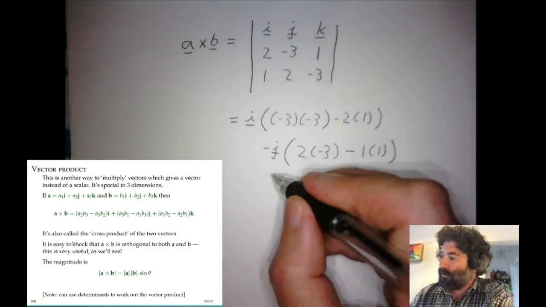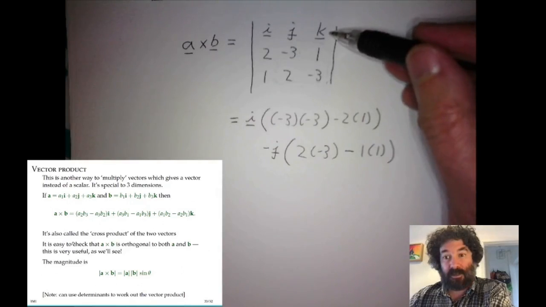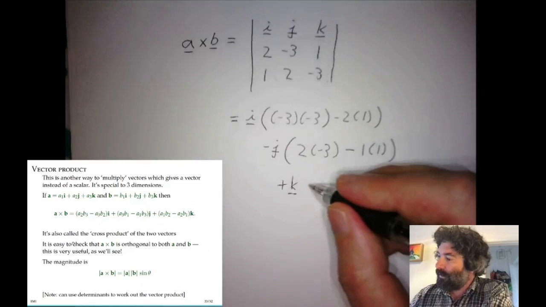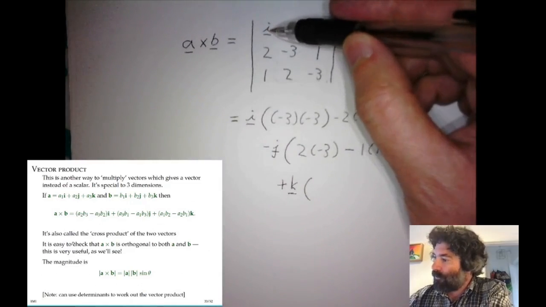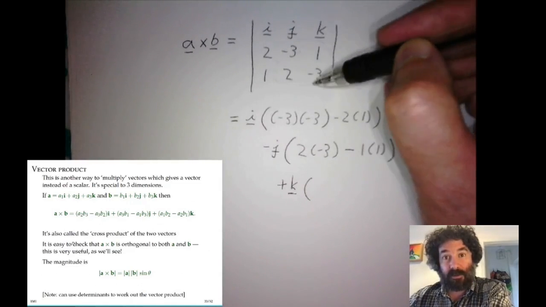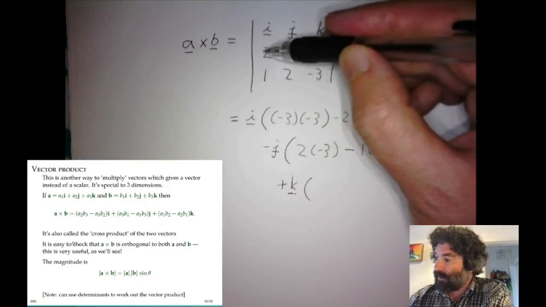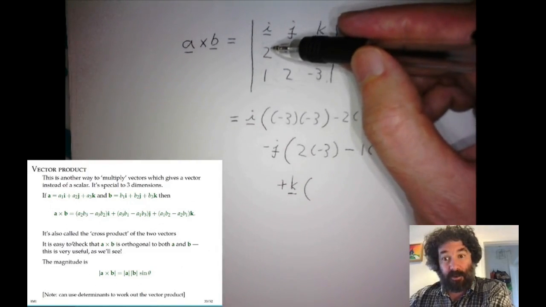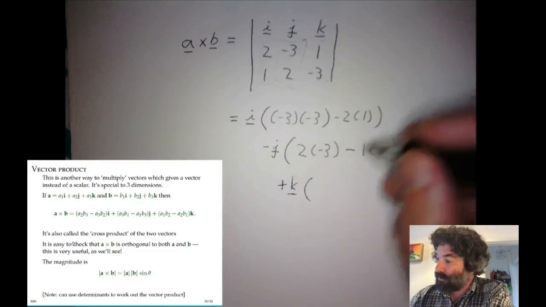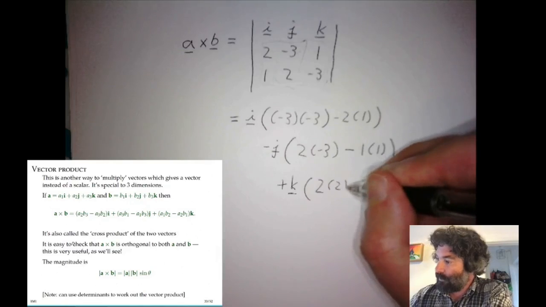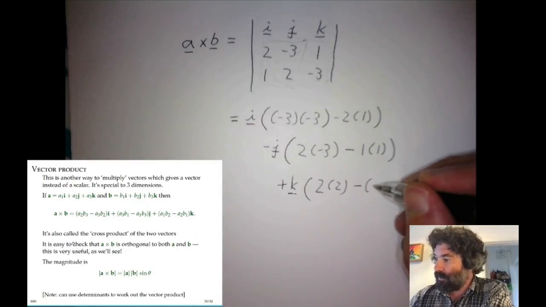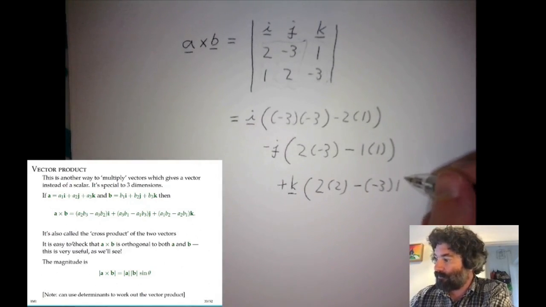Right. And then finally, you get to the last entry in the top row, k. And for the third entry, we write just k. And then we delete the row containing k, that's the top row, and the column containing k, which is the third column, and take the determinant of this 2 by 2 submatrix. And that's going to be the product of the diagonal entries, so 2 times 2, minus the product of the off-diagonal entries, which is minus -3 times 1.